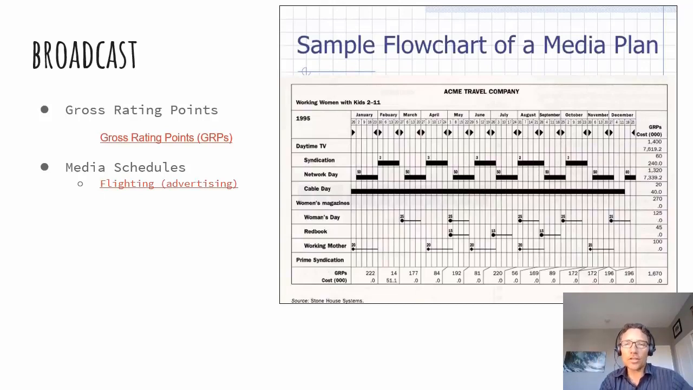So one of the first things that's going to happen when you call a media buyer, and broadcast is something you typically hire a media buyer, you're not going to buy it yourself because it's negotiated and it's complex, is they're going to ask you, who's your target audience? How many gross rating points are you looking to buy? And then they're going to take that sum and find a way to give you the most rating points for the least amount of money.